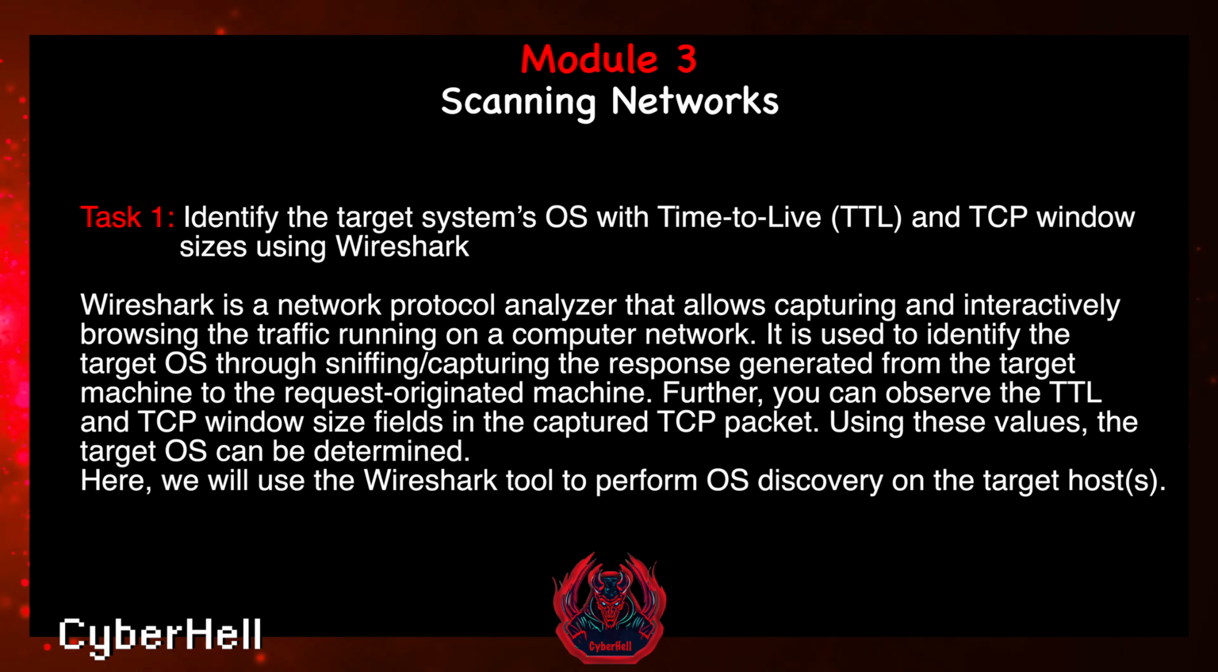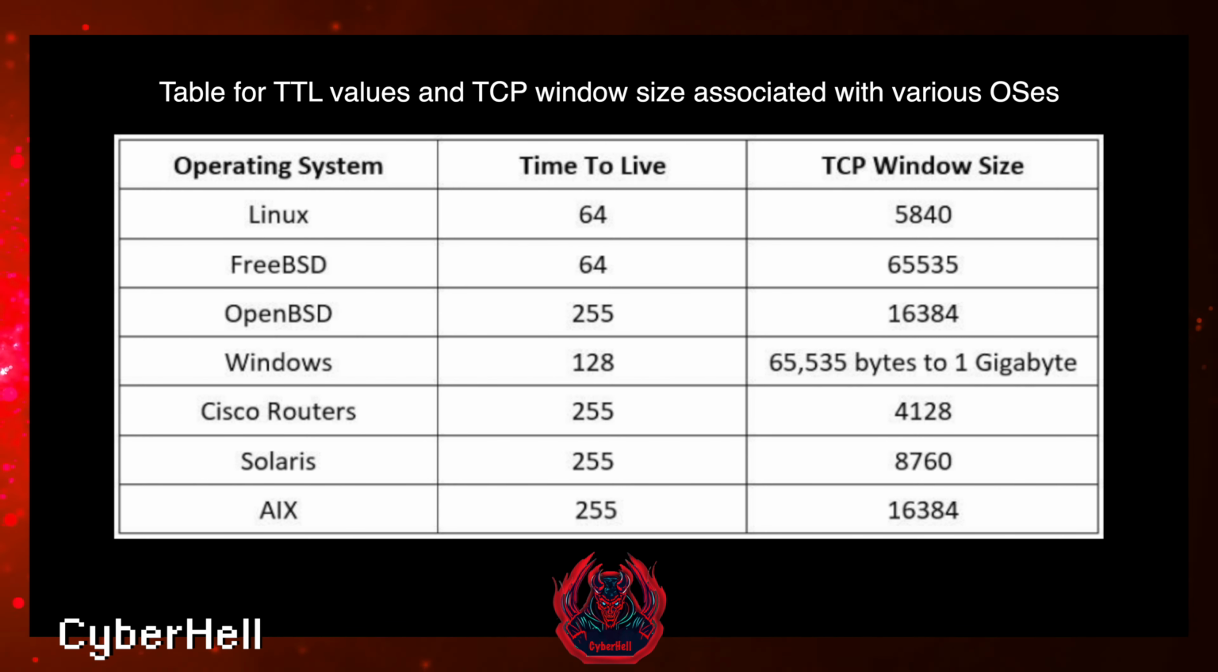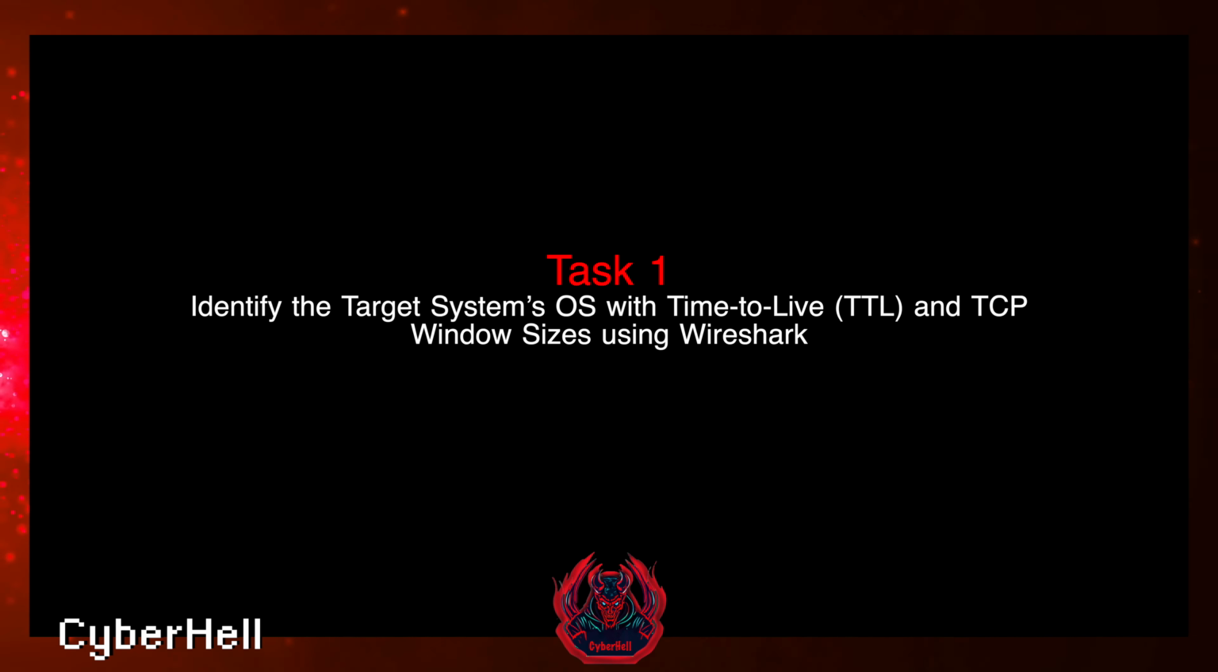Using these values, a table for TTL values and TCP window size associated with various OSes, the TTL value varies depending on the version of an operating system and device. The default initial TTL value for Linux/Unix is 64, and the TTL value for Windows is 128. Here are the default initial TTL values for popular operating systems such as Linux, FreeBSD, Mac OS, Solaris, and Windows. Let's apply theory in a practical scenario.